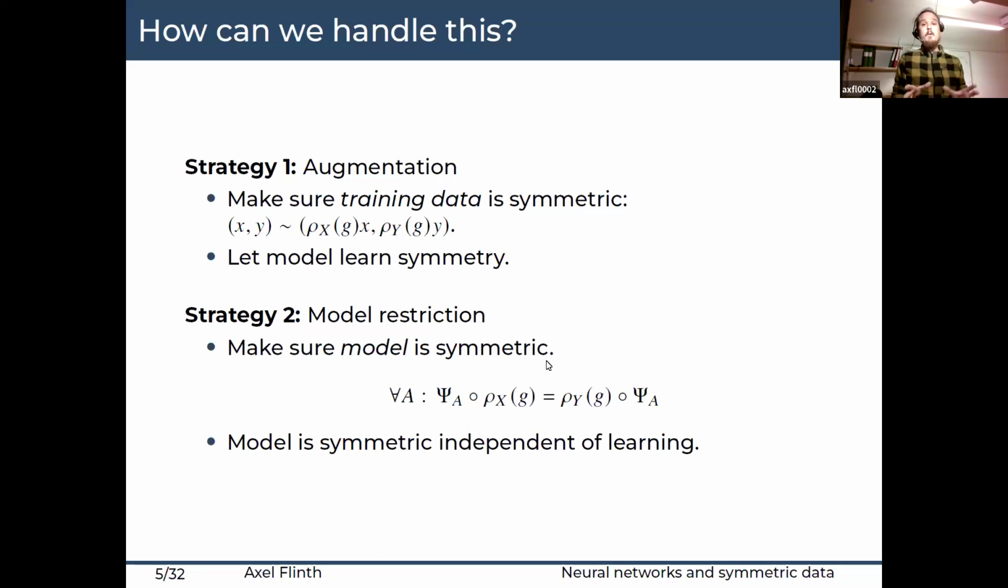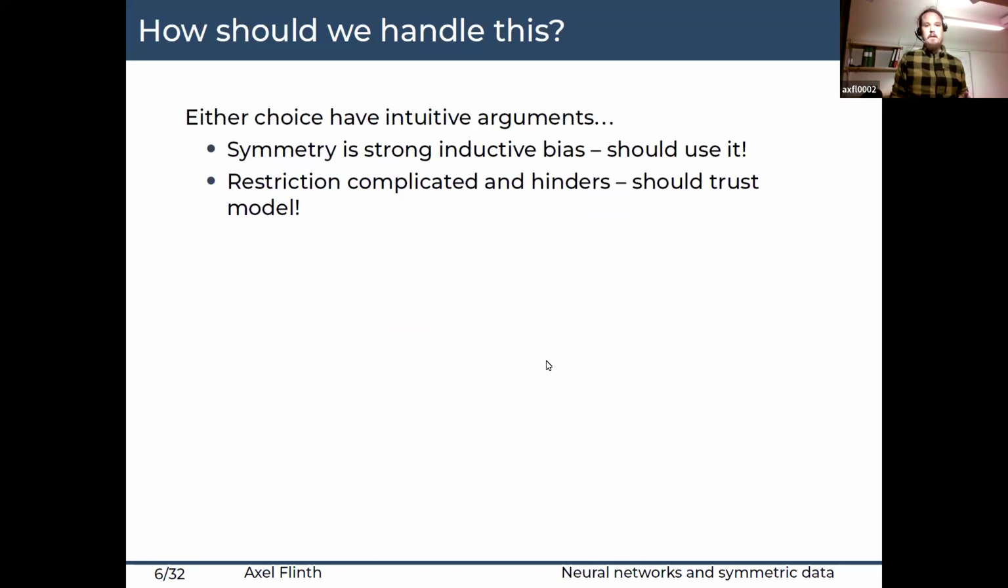The other strategy is to make something when we are designing our model. We make sure that the model is symmetric by design. For all the parameters that we could choose, we should have this equivariance condition also for, for instance, my neural network. And importantly, this is true independent of the learning. There are good reasons intuitively for doing both of these things. If we have a symmetry in the learning task, it intuitively seems like a strong inductive bias, so we should try to use that somehow. And we should do that by incorporating it into our model design.